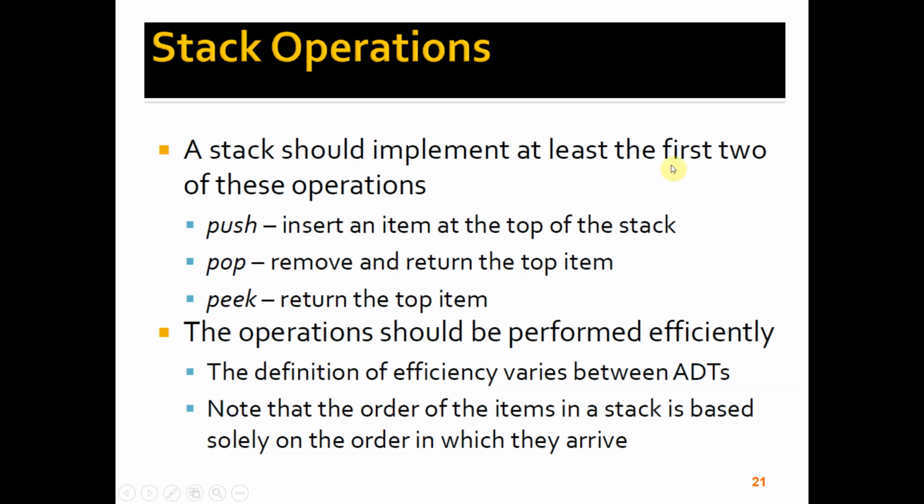This is very important: pop has a return data type, it removes and returns the top item. And peek only returns the top item. It wouldn't remove it from the stack. This is also sometimes called top. So it just returns the item at the top of the stack. These operations should be performed efficiently, either in terms of time or in terms of memory.